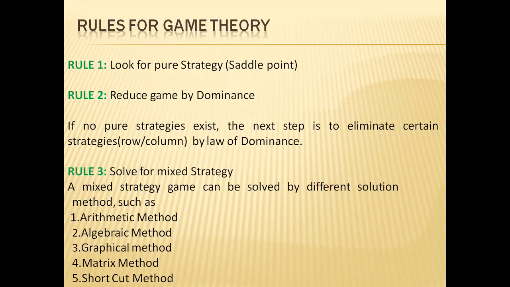Moving on to rule number 3, solving for the mixed strategy. We all know that if the mixed strategy has been achieved from both sides, that is, towards player 1 and towards player 2, or player X and player Y.